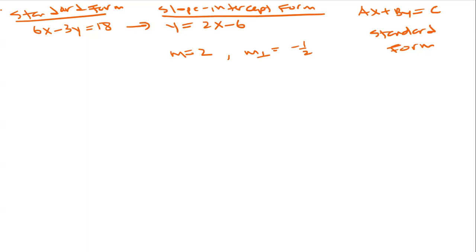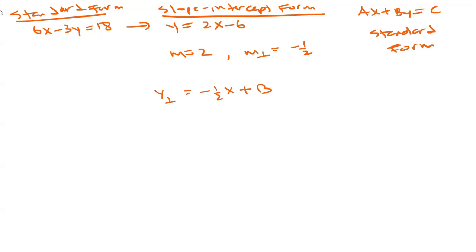No x, right? No variable. It's just a number. Now, you can put this little symbol, which means perpendicular. We talked about that, the upside down T. So if you want to distinguish the perpendicular one from the original, you can put that upside down T there. So now we have negative 1/2 x plus b.